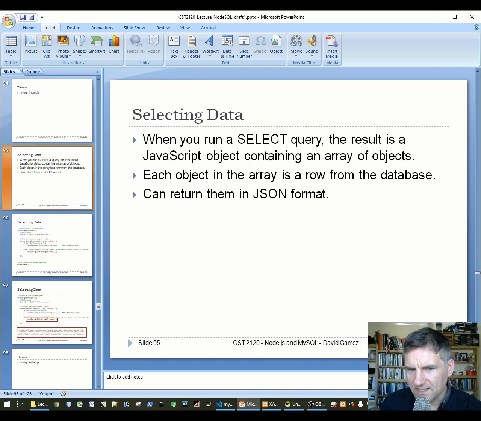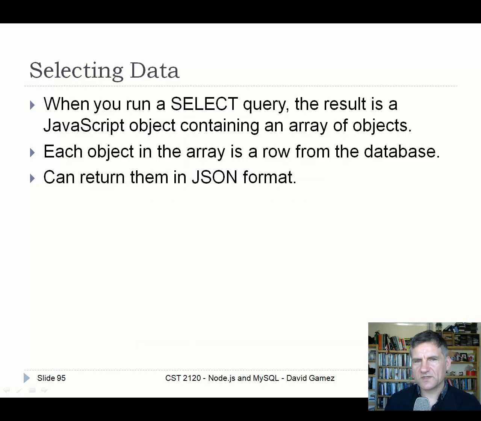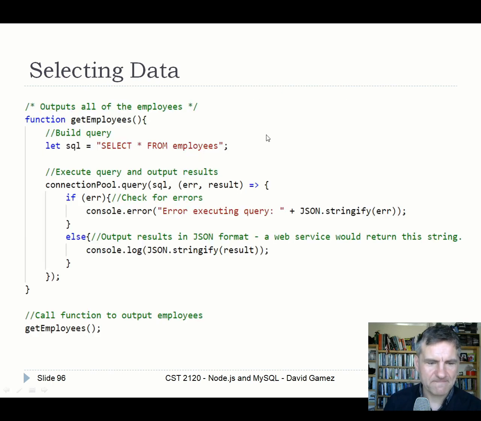Right, so let's go on to selecting data. It's the same principle. We just build the SQL query, execute it using the connection pool, and the result here is a JavaScript object that contains the array of the results, yeah? Each object in the array is a row from the database. And if we're building a web service, like I described in the lecture on Node and Express, then we can just return what comes back from the database in JSON format. That's a very easy thing to do, yeah?